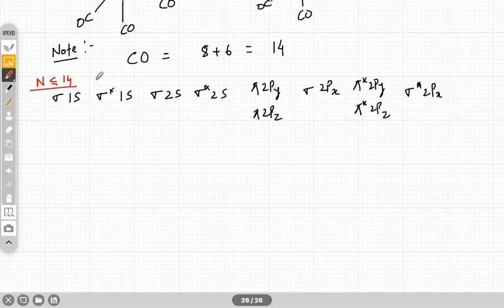If it is greater than 14, 14 to 20, then we have to interchange this. This will come over here and this 2 will come this side. This 2 we need to interchange. That is the only difference we have. Now, since we have 14 electrons, if you fill this 14 electrons, 2, 4, 6, 8, 10, 12, 14. So you see these are anti-bonding pi orbitals, which are vacant.